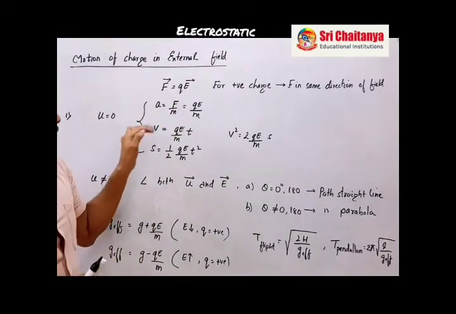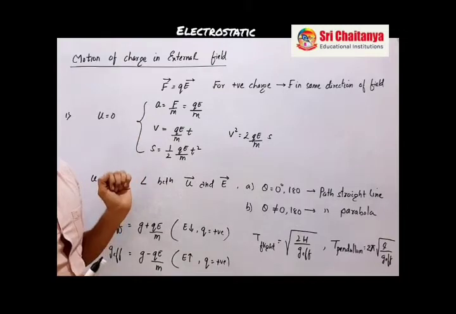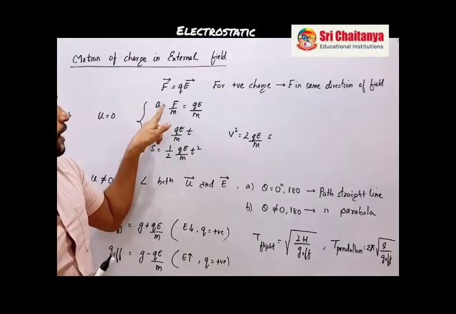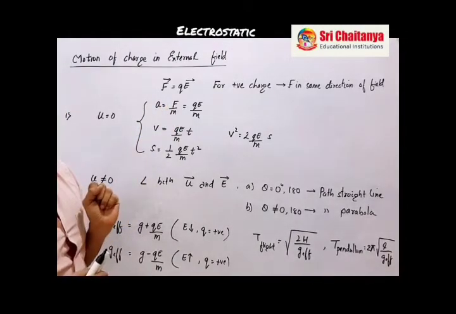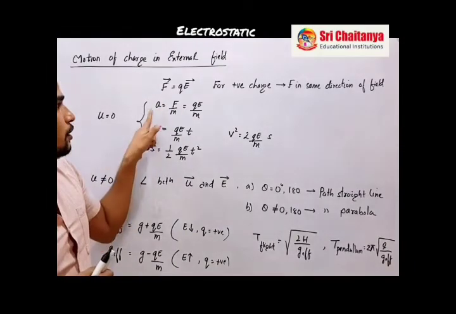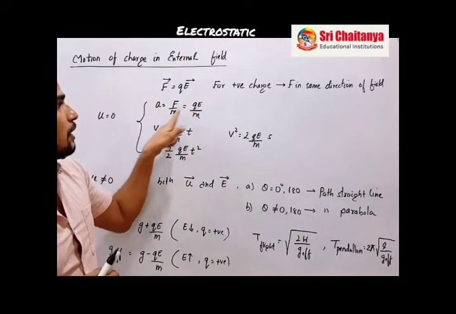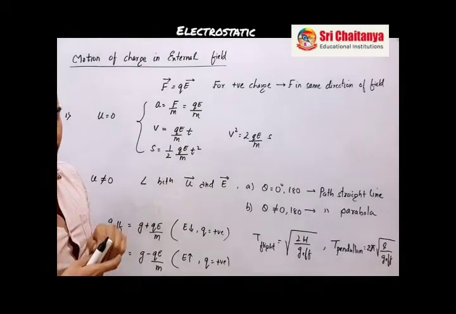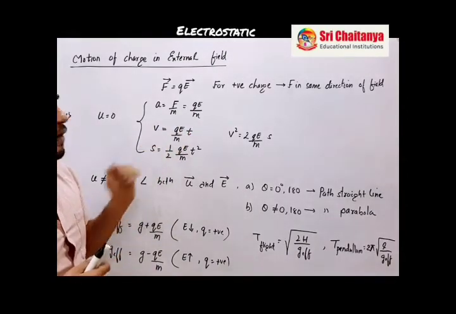Now due to this force, your charge will have acceleration. You know, acceleration can be written as force by mass. And force is QE. So acceleration due to electric field, you will get QE by m. And with the help of this acceleration, you can find everything.